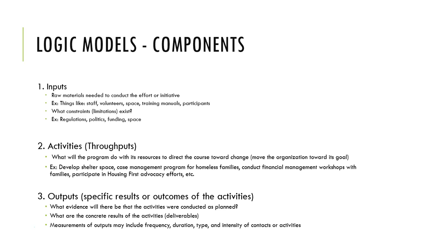So I'm going to go through the different components of the logic model, and again, it's very important to review the readings for these assignments because they go through many different elements of the logic model that I highly recommend you familiarize yourself with. The first section is going to look at raw materials that are needed to conduct the effort or initiative. These are things like staff, volunteers, space, overhead, training manuals, participants. You're going to look at the specific things that need to be put into the program in order for it to function. Here you're also going to identify whether there are any constraints or limitations to your program.